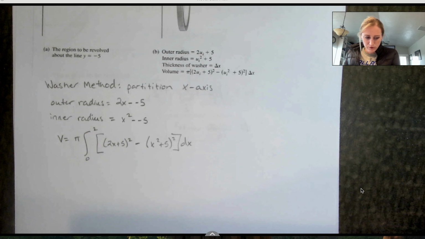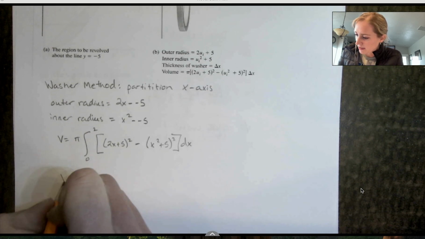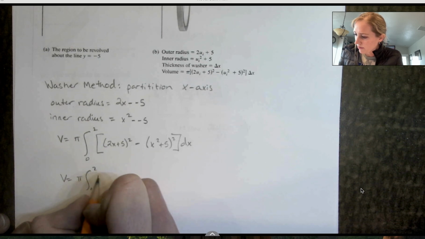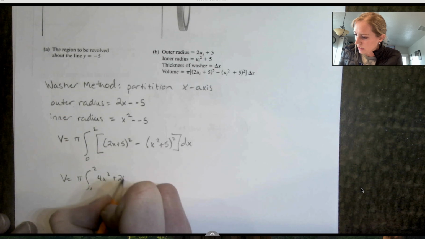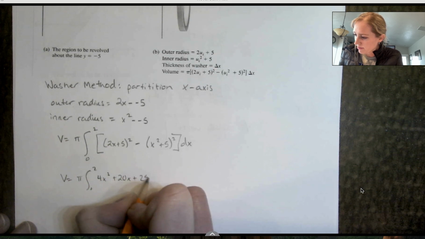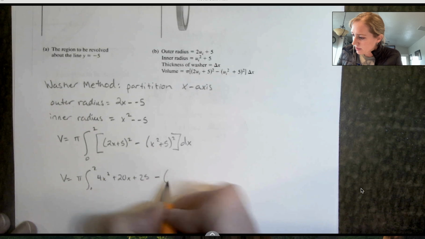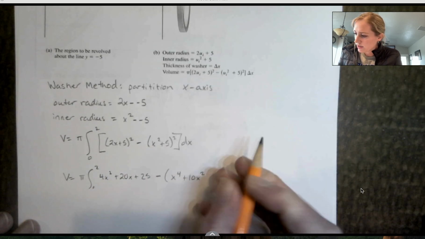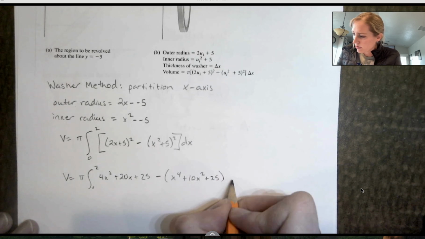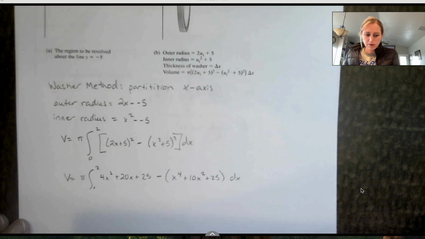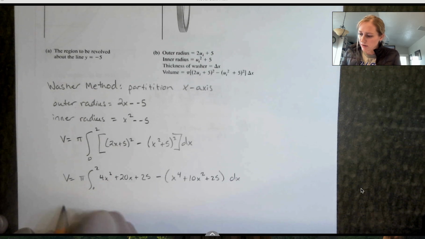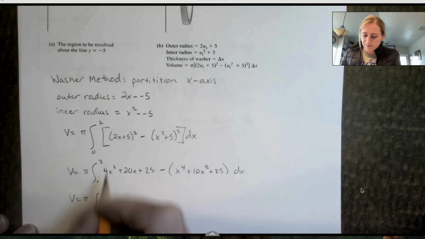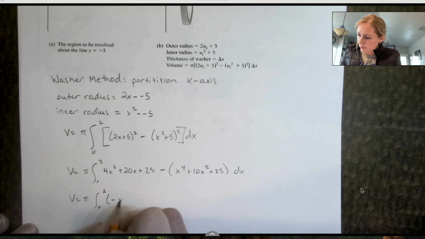All right, doing some simplifying, I'm going to go ahead and expand these. So let's see, when I expand that one, I get 4x squared plus 20x plus 25 minus x to the 4th plus 10x squared plus 25. Okay, combining some like terms, I can distribute that negative all the way through and then combine like terms. And we get negative x to the 4th.